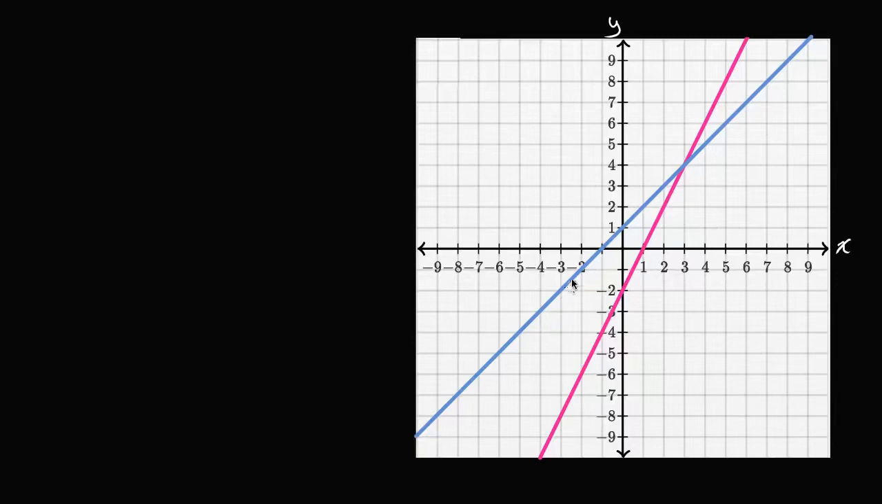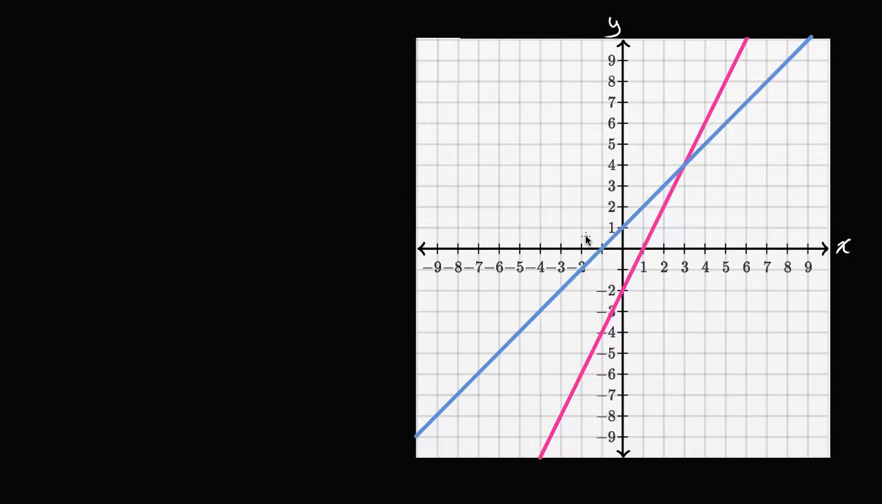As we start to graph lines, we might notice that there are differences between lines. For example, this pink or magenta line here looks steeper than this blue line. And what we'll see is this notion of steepness, how quickly does it increase or how quickly does it decrease, is a really useful idea in mathematics.